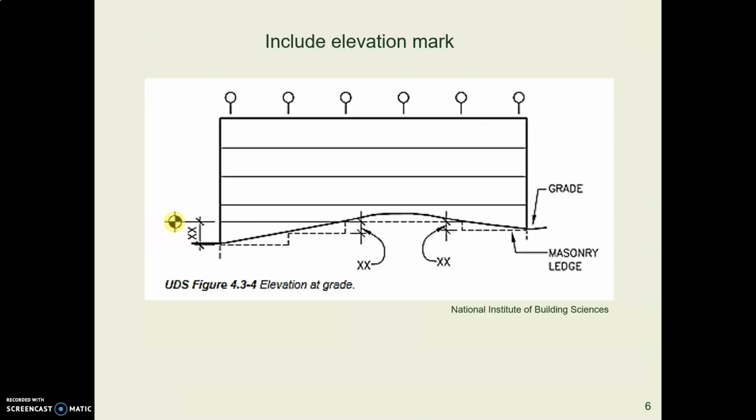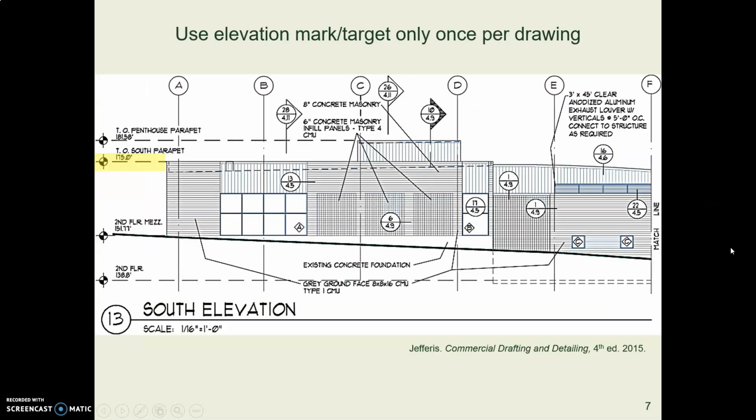An elevation includes an elevation mark. How high is it above the ground? And it is represented with this symbol, this circle, divided into fourths. Some drafters don't use the circle. They just make a line and write ELEV and some numbers. We only use the elevation once per drawing. What that means is you would not come over to the other side of the drawing and repeat that number. You'd just put it here.